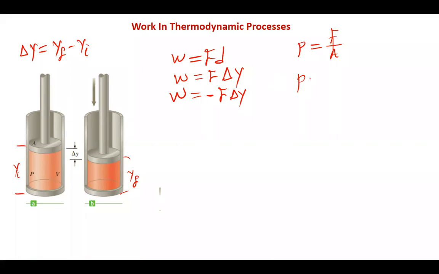Okay, so pressure is equal to force over area. We're trying to get rid of F, so let's make F the subject of the formula. Force will therefore be equal to pressure times area. So our work will simply be given by pressure times area times the change in y.